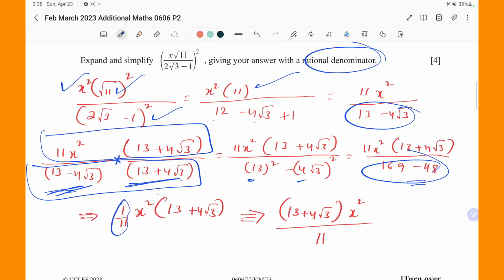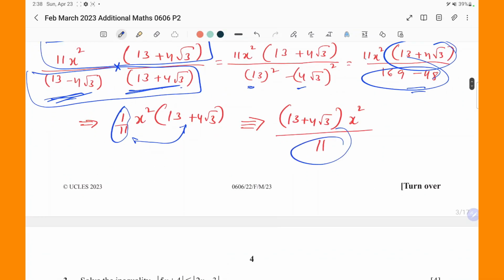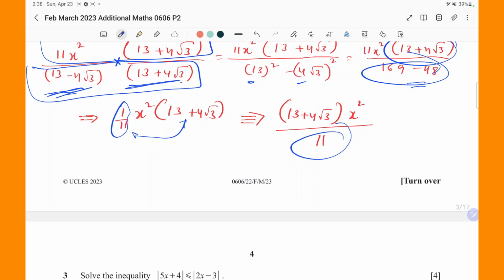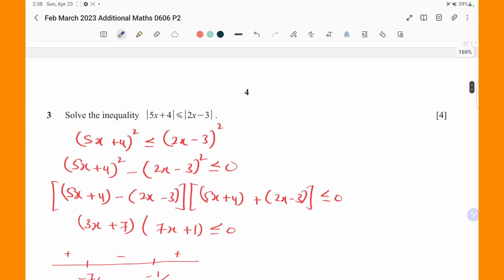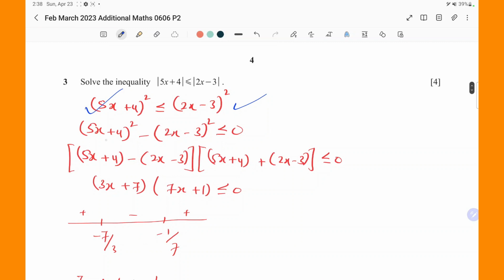If you calculate, you will get 1 over 11, and 13 plus 4 root 3 on the top. Now write all the constant terms together: 1 over 11 times 13 plus 4 root 3. There is no irrational number in the denominator, only a rational number in the denominator. Now question number 3 says solve the inequality. So just square both sides: 5x plus 4 whole square, 2x minus 3 whole square.